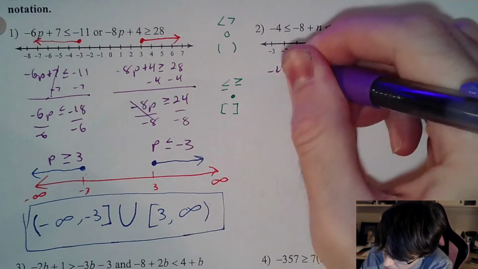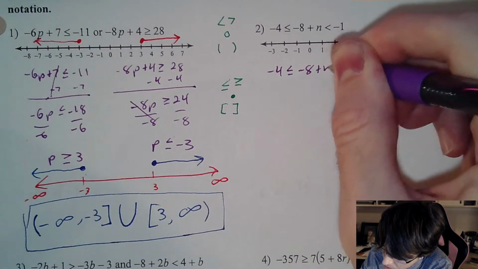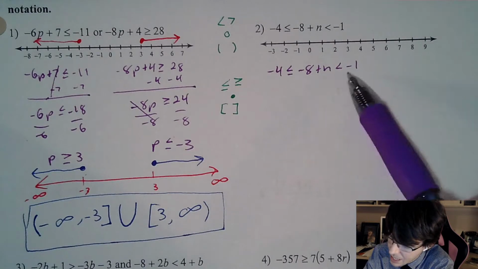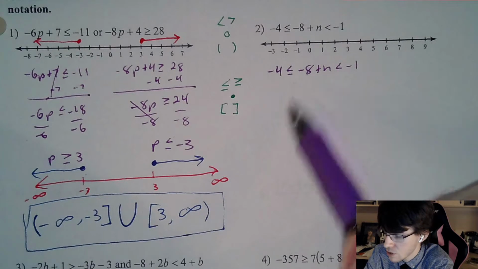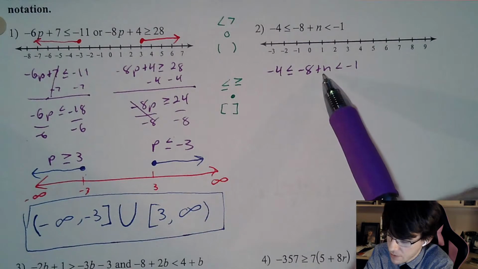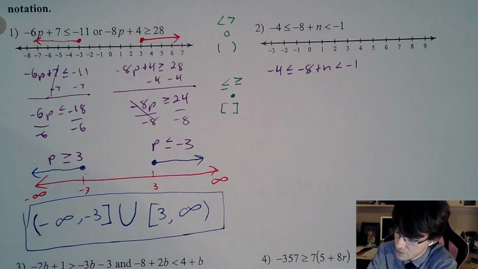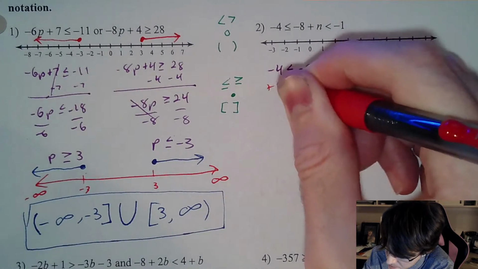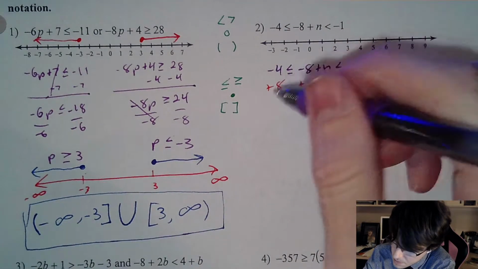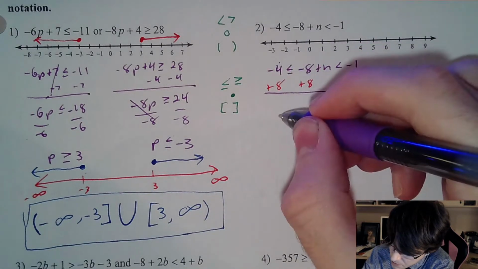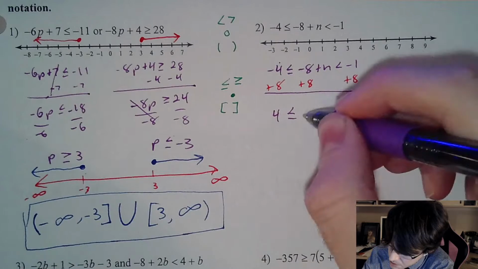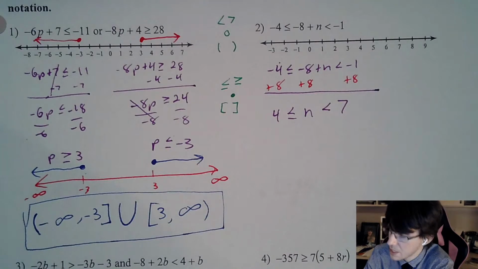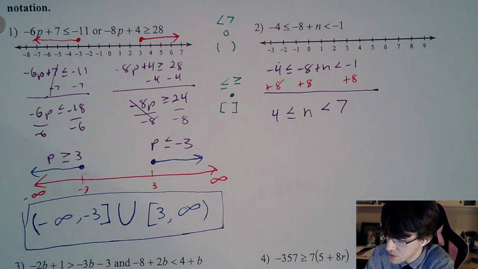All right, continuing on. We got -4 less than or equal to -8 plus n less than -1. And now what are we going to do? We're going to go ahead and add 8. This is one of those problems that you could split it into 2 if you wanted to, but because we have just a single n in the question, your life is easier if you just add 8 to quote-unquote both sides, but instead of both sides, it's all 3 sections. So you're going to add 8 there, so -4 plus 8 is 4, less than or equal to n, less than 7.